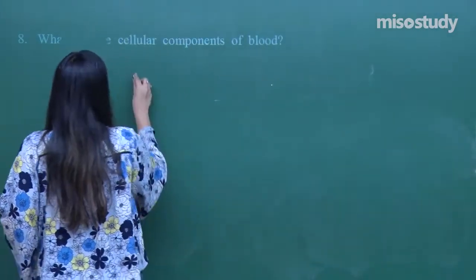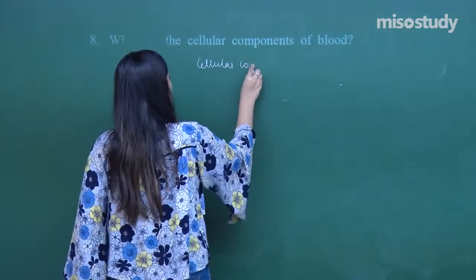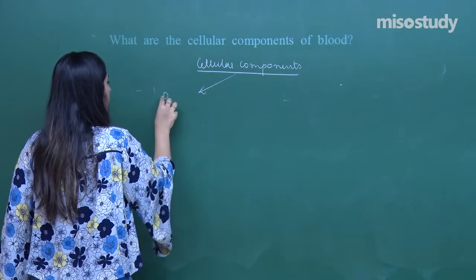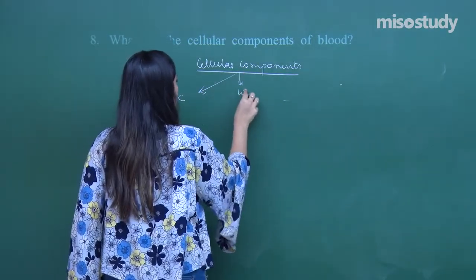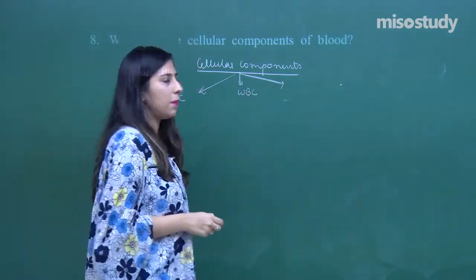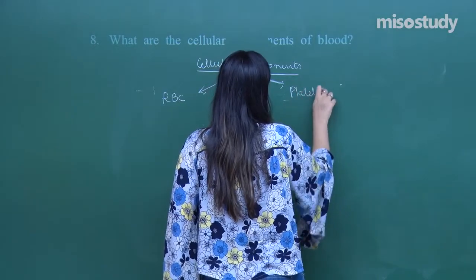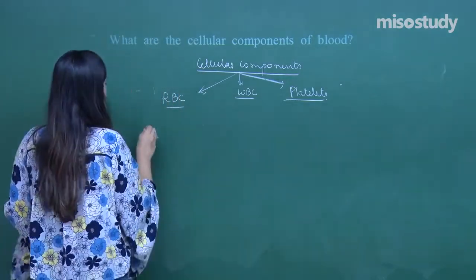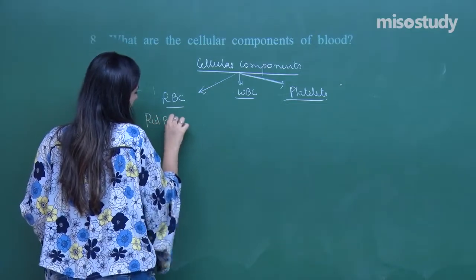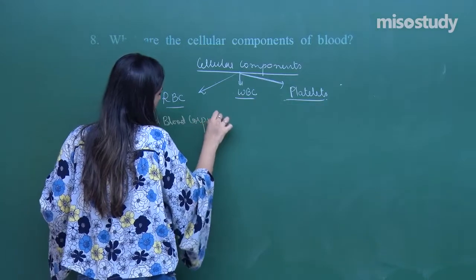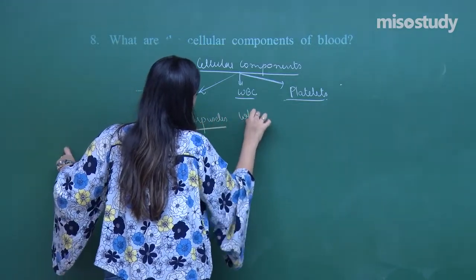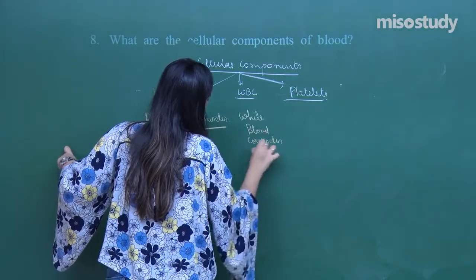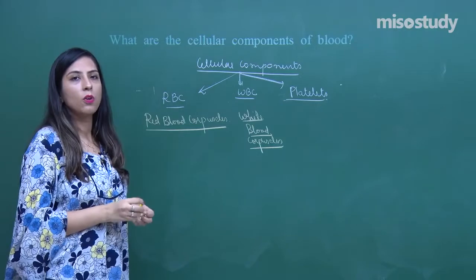So, the cellular components are of three types. First one which we have to discuss is RBC, second is called WBC, and the third one which you have to explain is our platelets. RBC, what is another name of RBC? Full name of RBC, which provides a red color, is red blood corpuscles. Whereas this is white blood corpuscles. And platelets, you know, we have discussed that they help in clotting of blood.